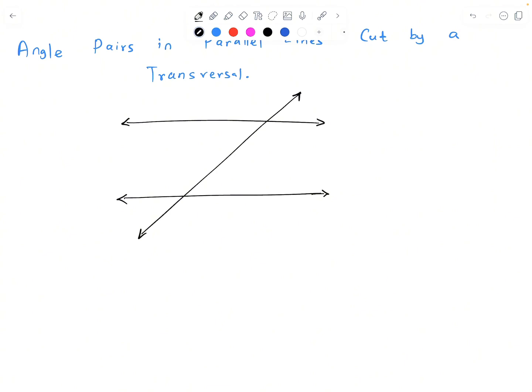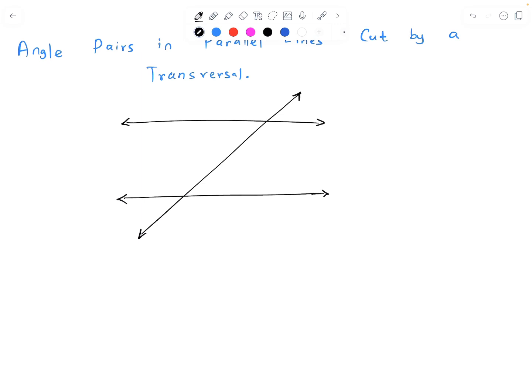So they say that two angles are supplementary, which means that the sum of those two angles is equal to 180 degrees. If they say something is congruent, it means they're going to have the same measurement. And as I said, if they say something is supplementary, those angles are going to add up to 180 degrees.